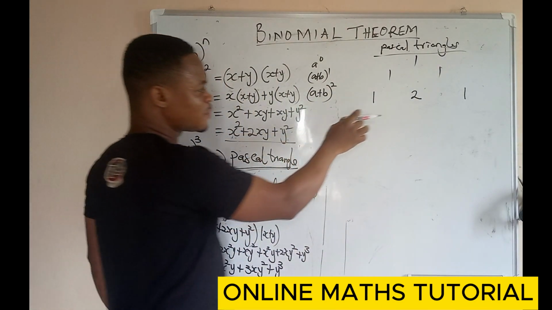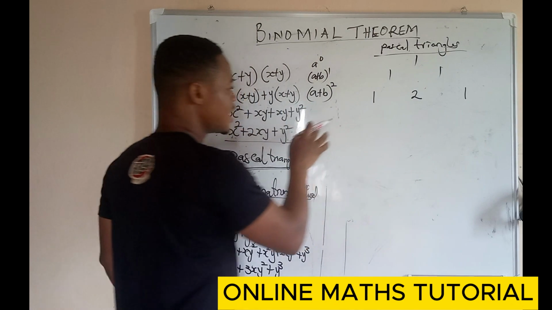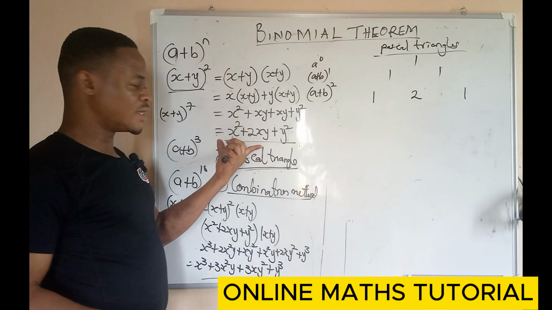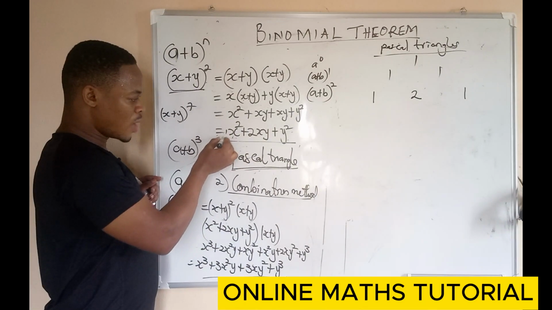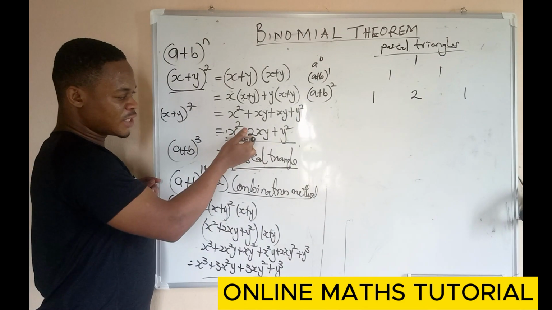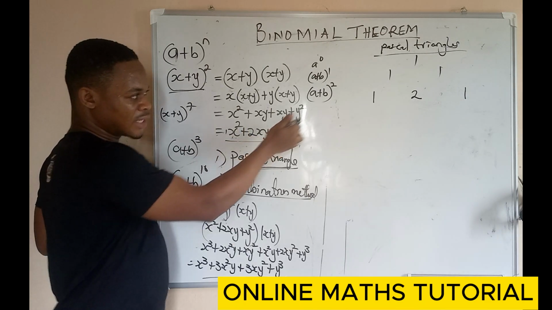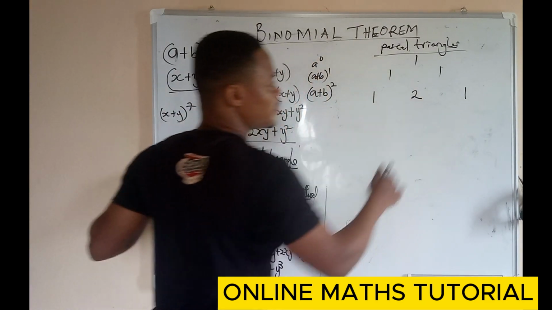This is for quadratic expressions, or expressions that are of power 2. If you look at this, which we solved here, the coefficient here is 1, the coefficient here is 2, and the coefficient here is 1. And that is represented on the Pascal triangle.